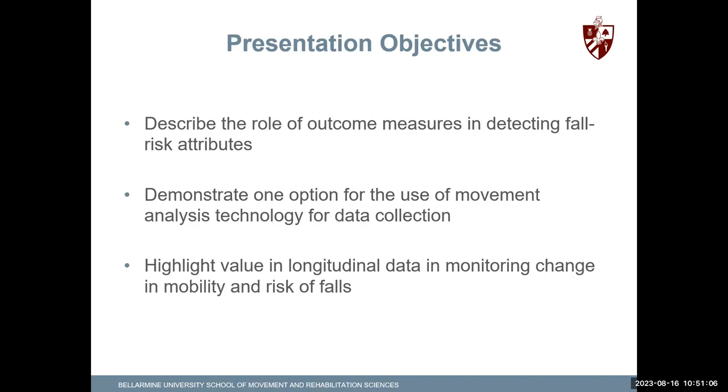And then at the end, we'll talk just a little bit about the value of this data, especially tracking and trending that data over time. So again, we can be keenly aware of change in our older adults, because sometimes those changes can happen subtly. So how can we best identify that?